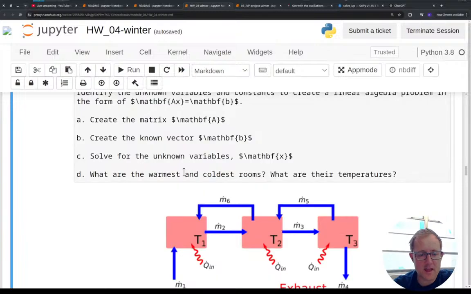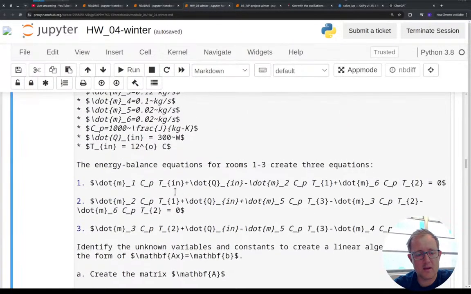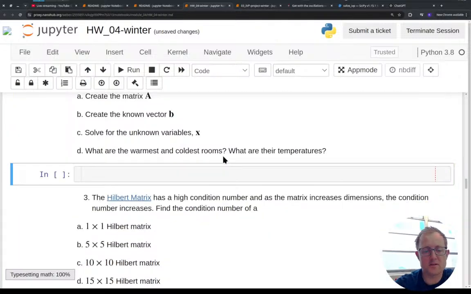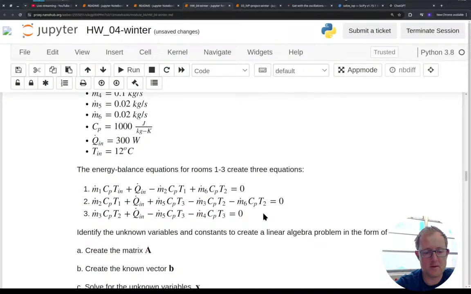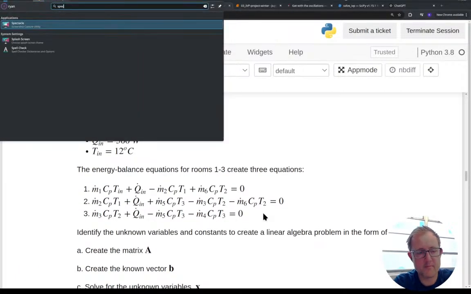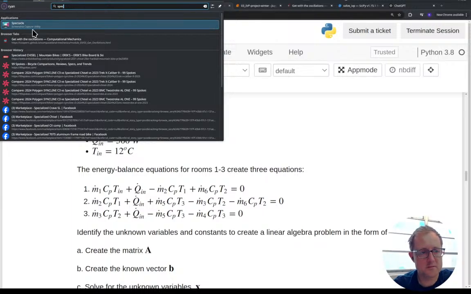So let's take a look at how we can grab. Actually, let's do this. There we go. Spectacle.